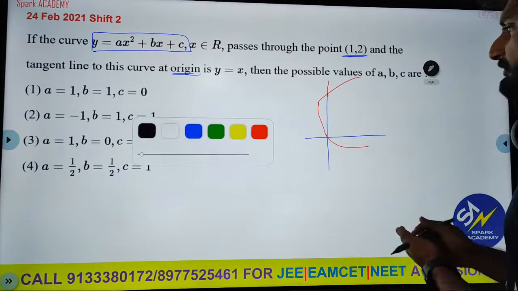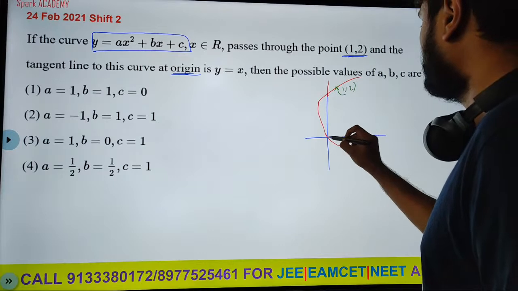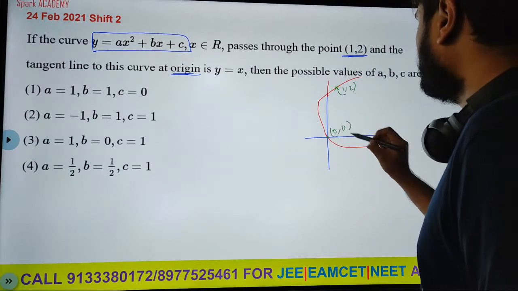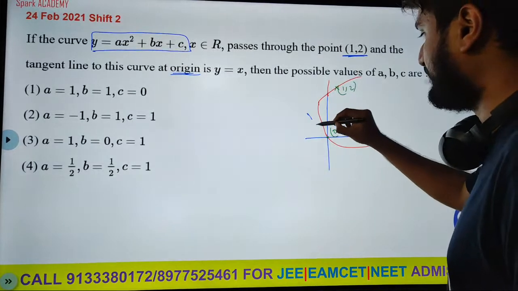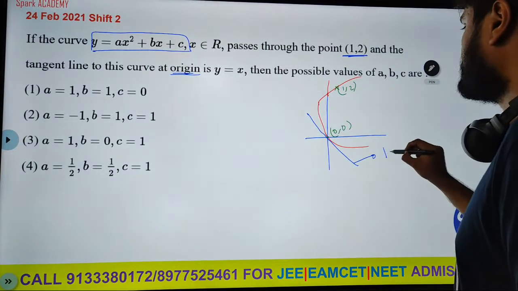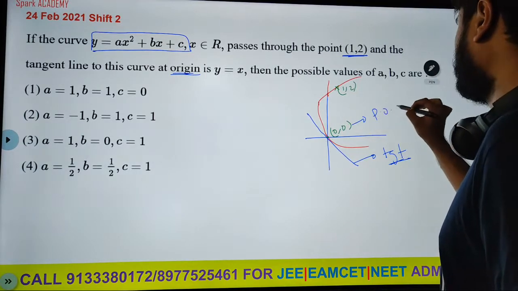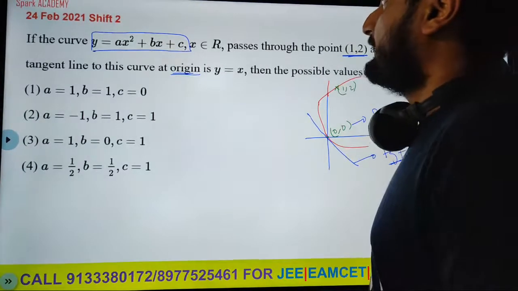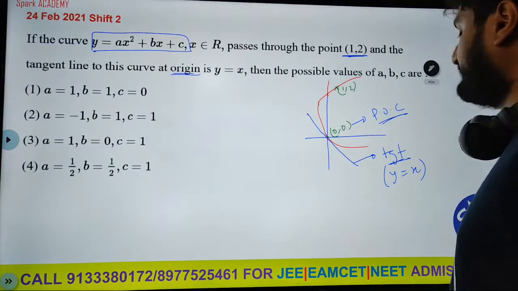And now they are saying (1, 2) is a point, and from the origin a tangent is being drawn. So just draw one tangent passing through the origin. So this is the tangent line, and this becomes the point of contact. And for this curve, the tangent equation is also given, y equal to x.